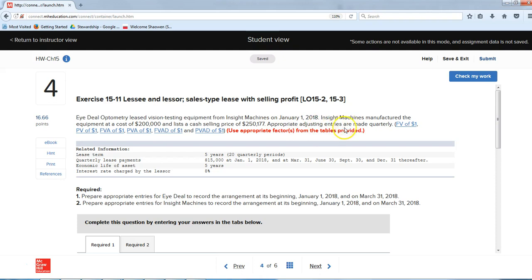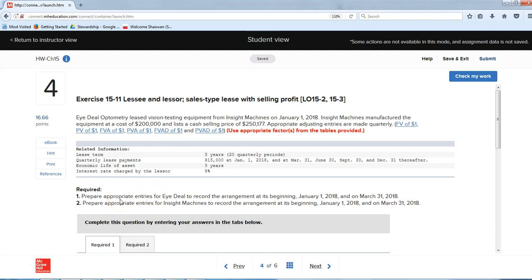Appropriate adjusting entries are made quarterly. The rental payments are made quarterly. You see January 1st, March, June, September. The leasing term is 5 years, so totally there are 20 quarters. The interest rate is 8%, so each quarter the interest rate is 2%.